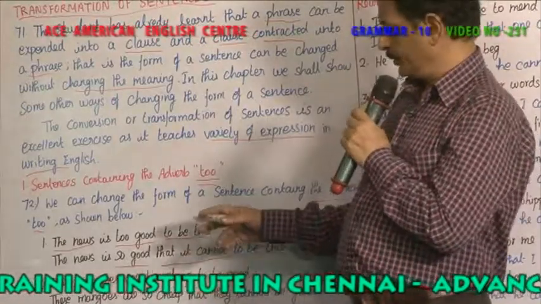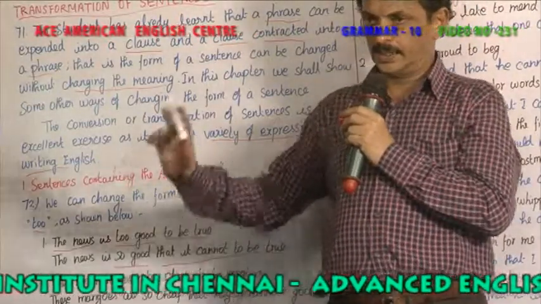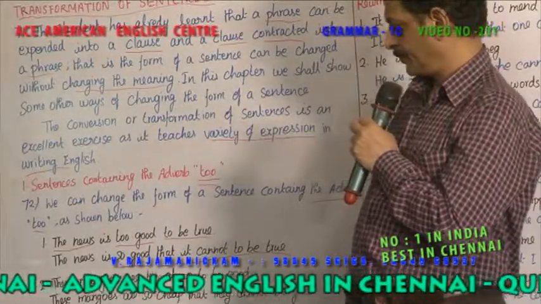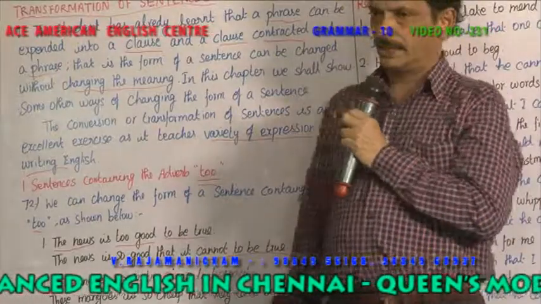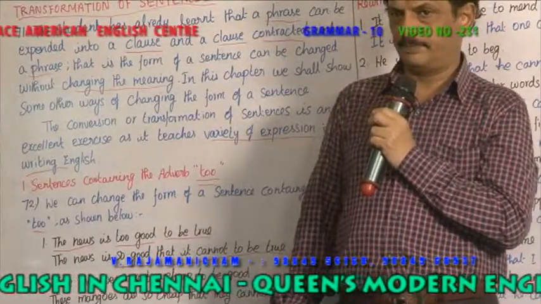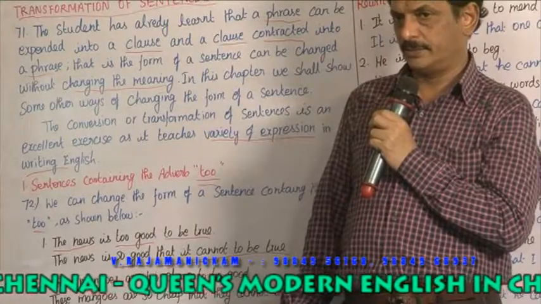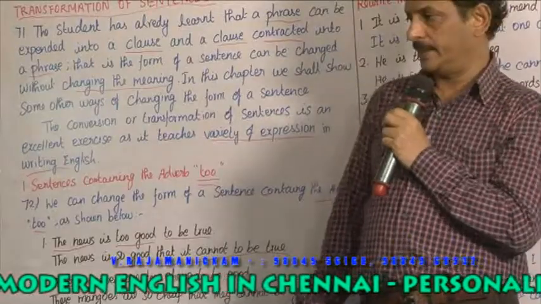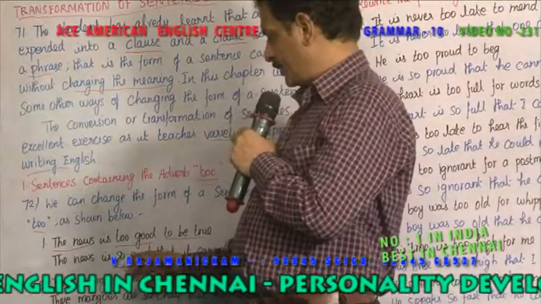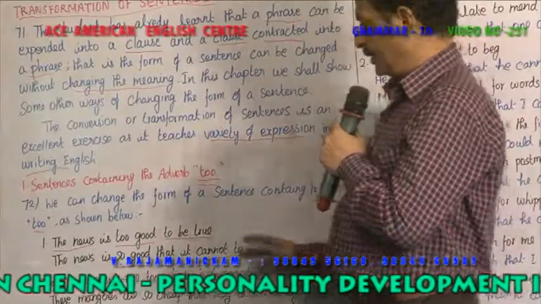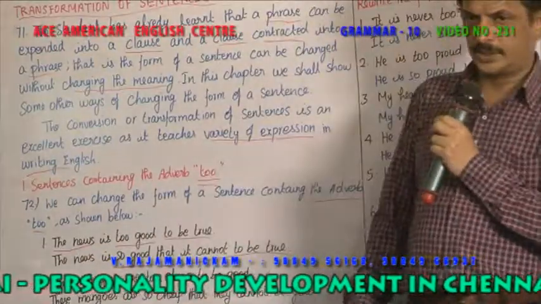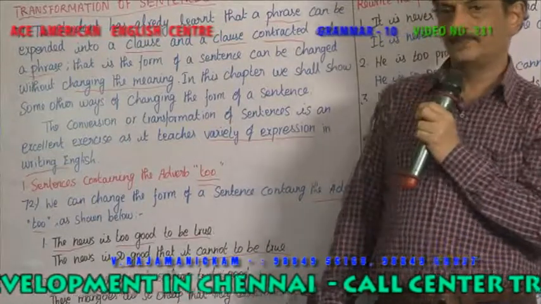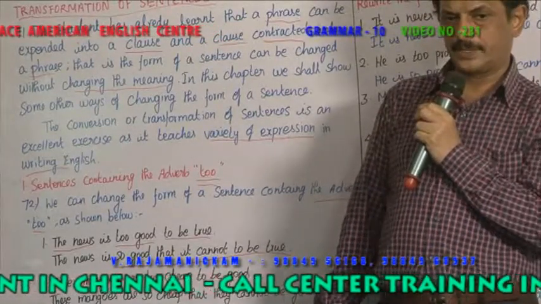Whenever you use too good, that is an adjective being modified. And to be is an infinitive, used when something has not happened and you imagine something may happen. So you say the news is so good that it cannot be true. So is this entire sentence a negative sentence? When you say the news is too good to be true, it is a negative sentence concept.